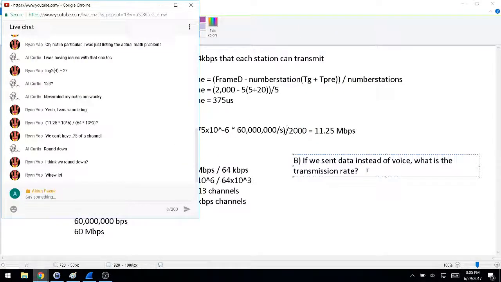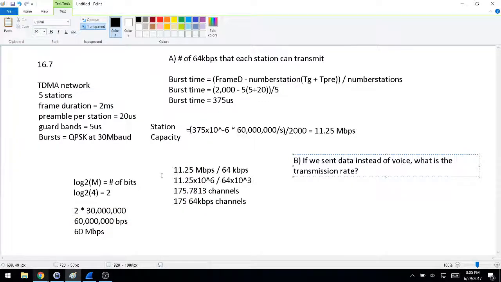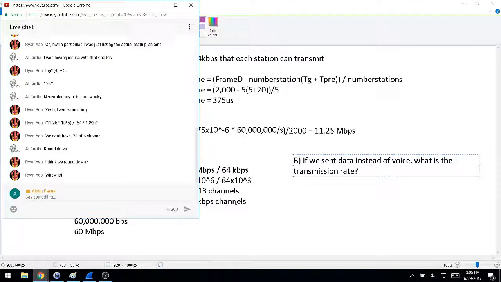If we're just sending data, what's our transmission rate? So if we don't have to worry about splitting it down into these voice channels, if we don't care about 64 kilobits per second channels, what is our transmission rate based on the calculations we did for part A? So again, forget about the channels, we don't care about that. We're just sending a stream of ones and zeros. How quickly can we send those ones and zeros if we don't have to split the channel at all? And we already did the hard work in A, so this doesn't require too much more math, thankfully.